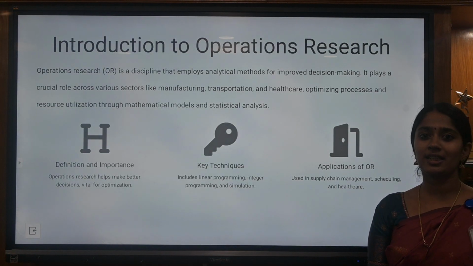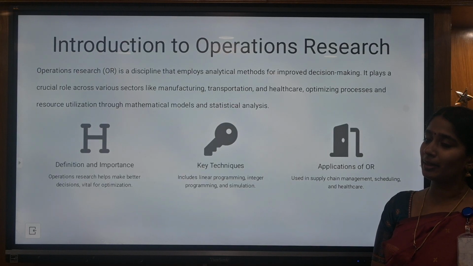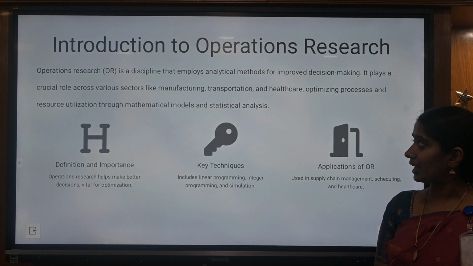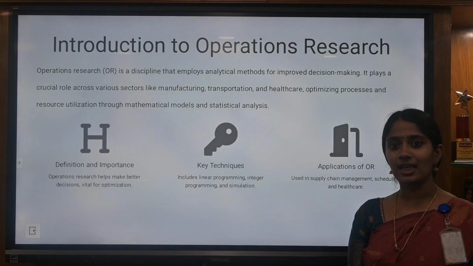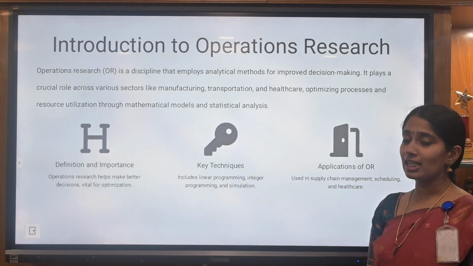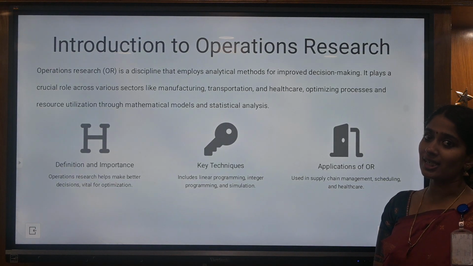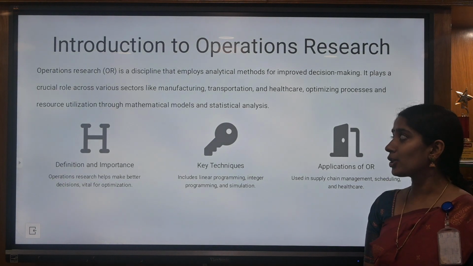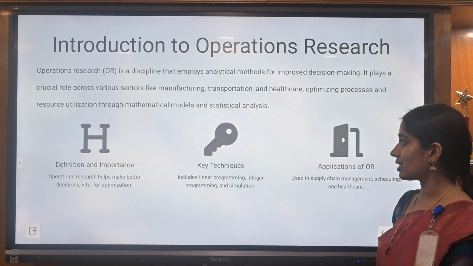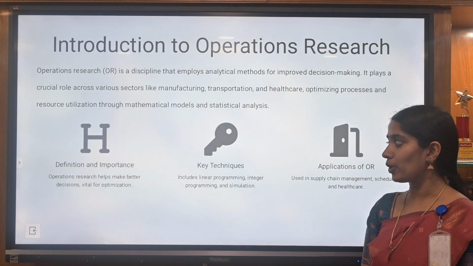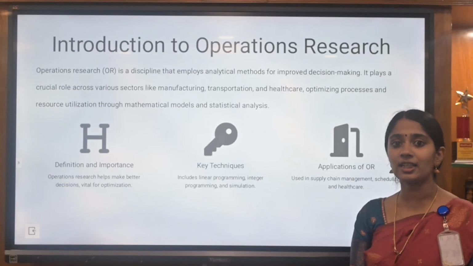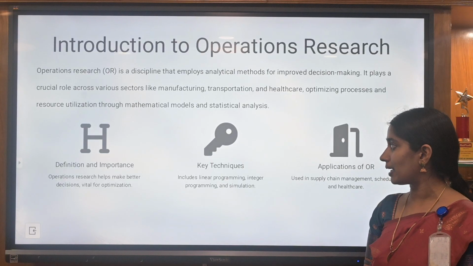It is a mathematical discipline that employs analytical methods for improved decision making. It is used in various sectors like manufacturing, transportation and healthcare. We use this to optimize processes and resource utilization through mathematical models. So the definition and importance of OR, it helps to make better decisions vital for optimization.